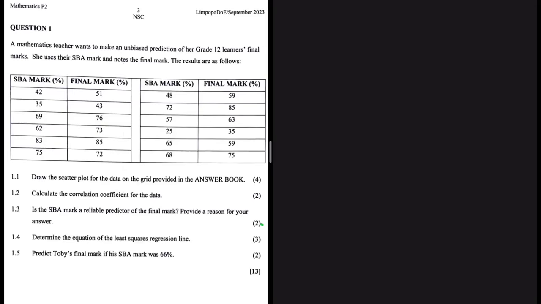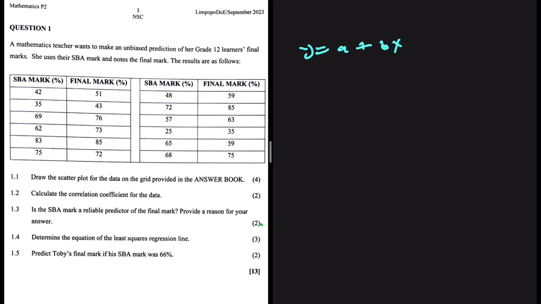In this video, I'm going to show you how you can use a scientific calculator to determine the equation of the least squares regression line. That is, y equals a plus bx. Let me brief you on our problem statement.